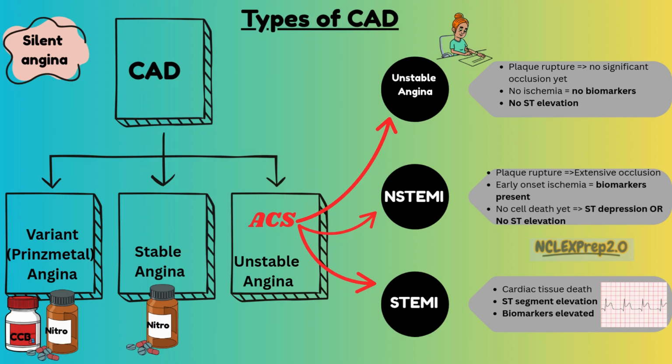So, of the types of coronary artery disease, three are part of the acute coronary syndrome: that's the unstable angina, non-STEMI, and STEMI. And three are not part of the acute coronary syndrome, which includes silent angina, variant angina, and stable angina.